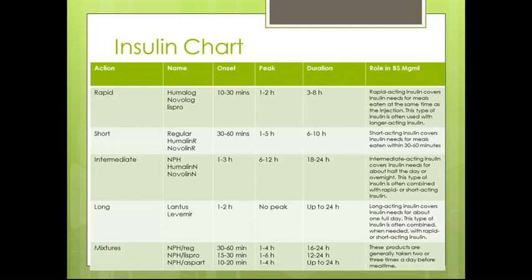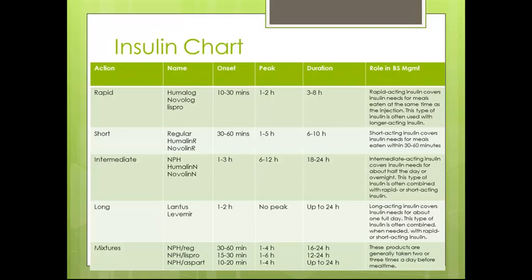Short acting names are regular, Humulin R, Novolin R. Onset is 30 to 60 minutes. Peak is 1 to 5 hours. Duration is 6 to 10 hours. Short-acting insulin covers insulin needs for meals eaten within 30 to 60 minutes. So this one can be given after meals. Rapid is typically given right before meals.